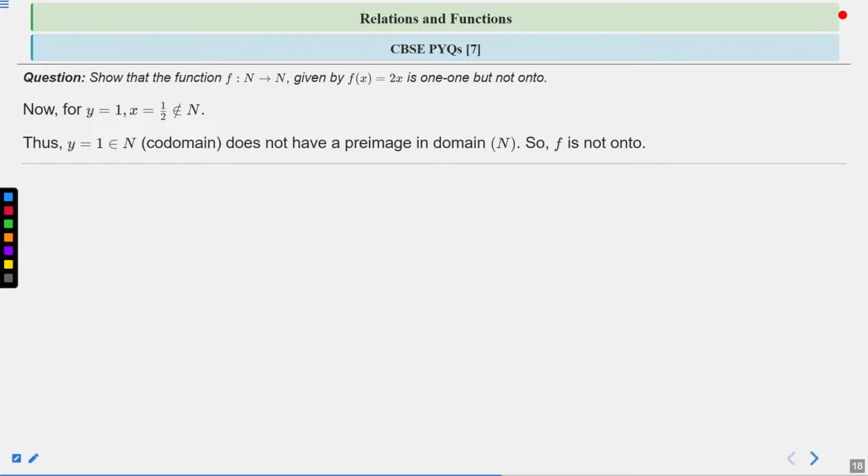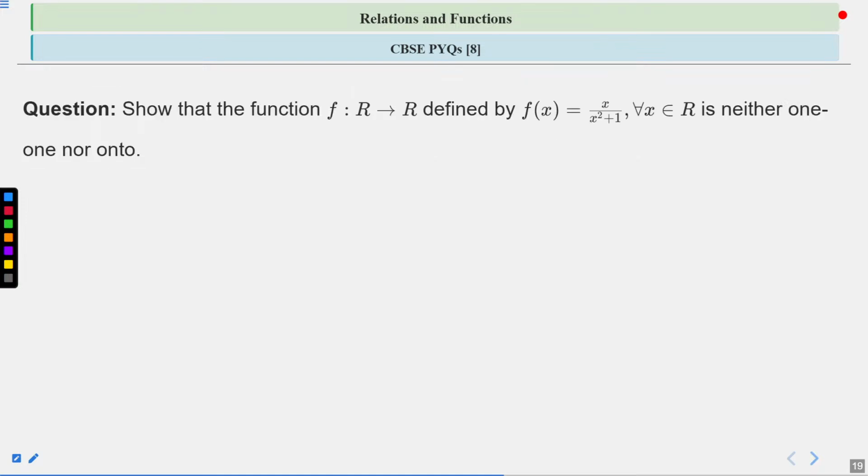Okay, let us move to the next question, right? This question says, show that the function f from R to R defined by f(x) = x upon x square plus 1 for all x belonging to R is neither one-one nor onto, right? We basically have to prove that it is neither one-one nor onto.